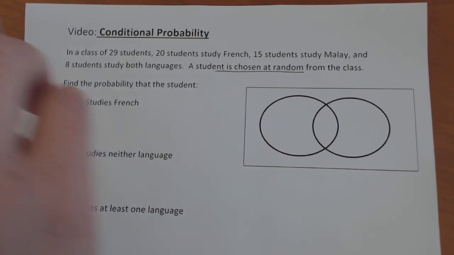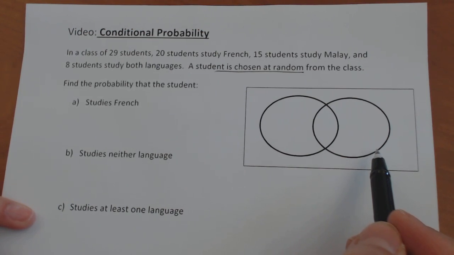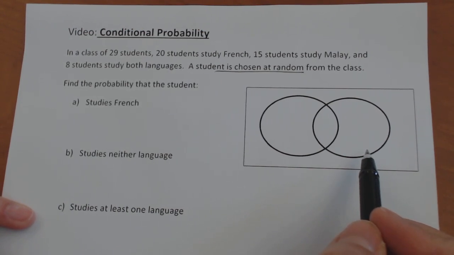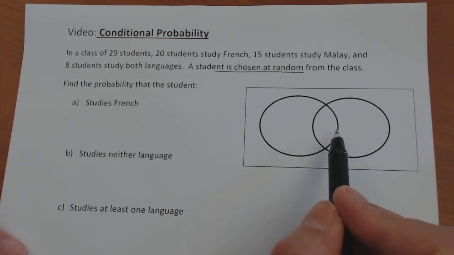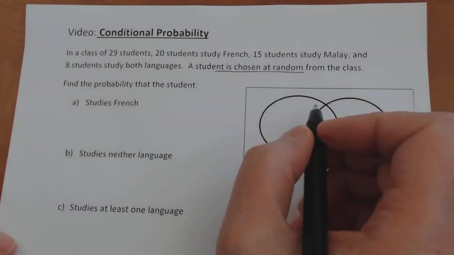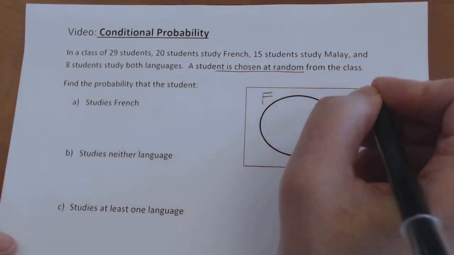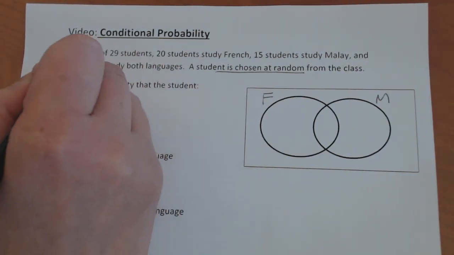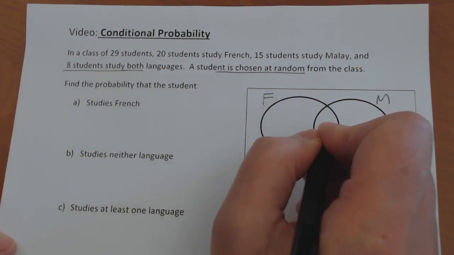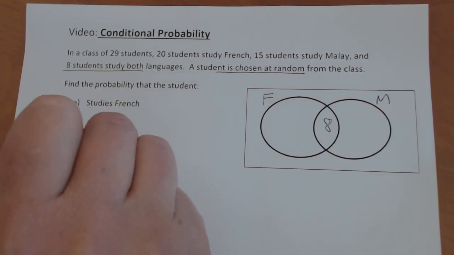So here we go. I drew this little Venn diagram for you because that's where we need to start. In order to answer these questions, it's going to be so much easier just to relate it back to the Venn diagram so that we can find our numbers. So I'm going to make this the French, and that is the Malay. And we know that 8 students study both, and that's where I say to start, in that middle, 8.